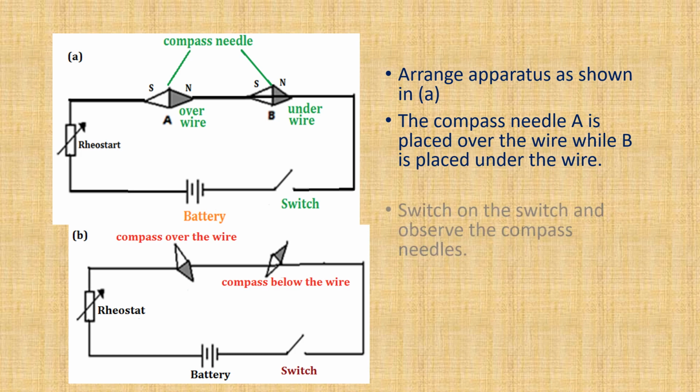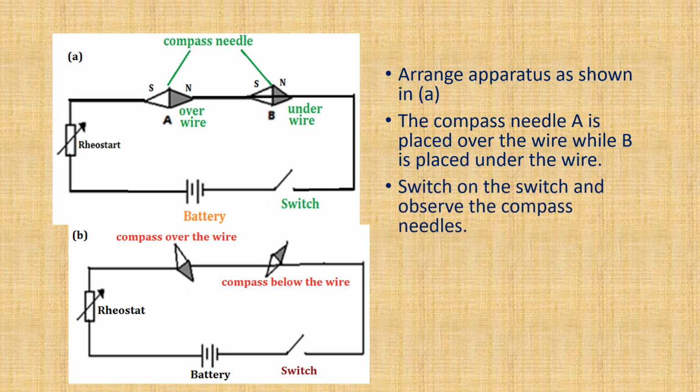In case 2, that is in B, the compass needle is placed under the wire. Current is still flowing from left to right. So if you are to imagine swimming, you'll swim using your stomach facing the compass needle. Then you'll note that your left hand will be above the wire. So the compass needle will be deflected towards the upper side.